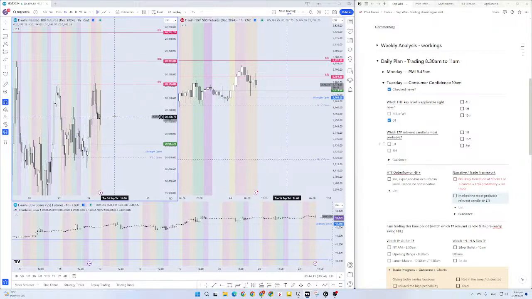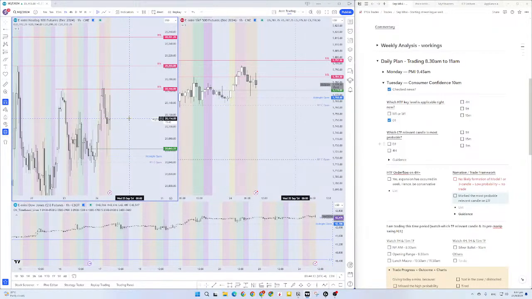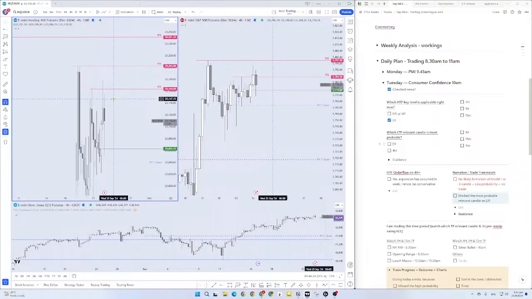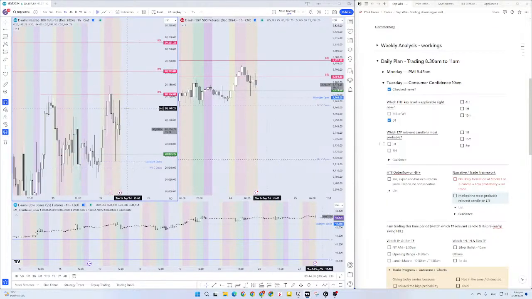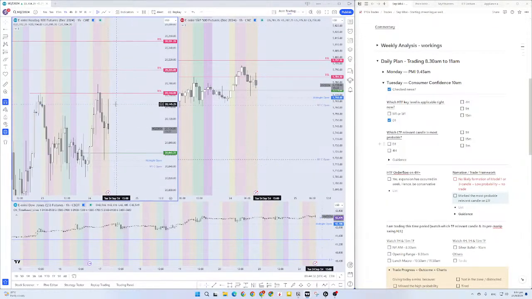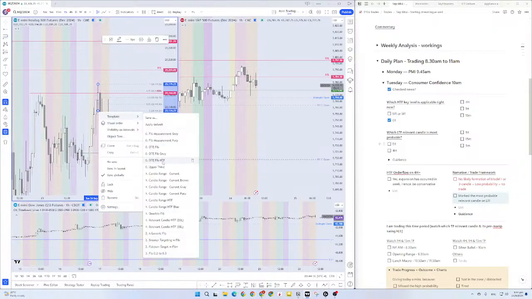I'll pick up the obvious ones. Just now I said that this is a higher time frame level, so I'm interested in this candle alone. I don't really care about it on the 4 hour because it's not so important, but I care about it on the hourly. It's hard to explain why, but let's just follow me for the moment.